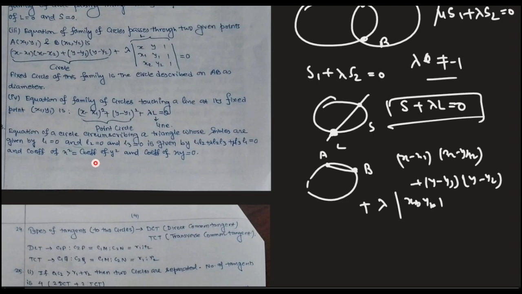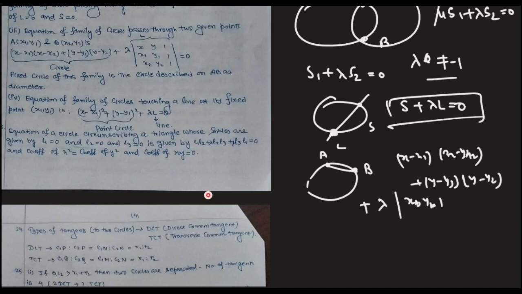In the theory classes we will do that. Equation of a circle circumscribing a triangle whose lengths of 3 sides are given. That means suppose that it is a circle, inside there is a triangle and its 3 sides are given to you, then you can easily find the equation of the circle. So how can we do that?